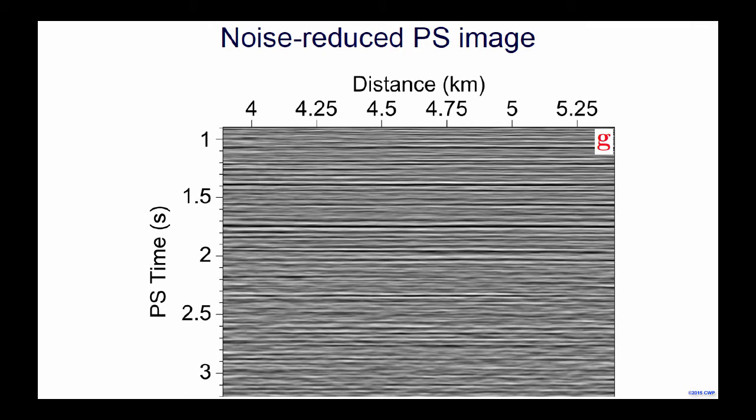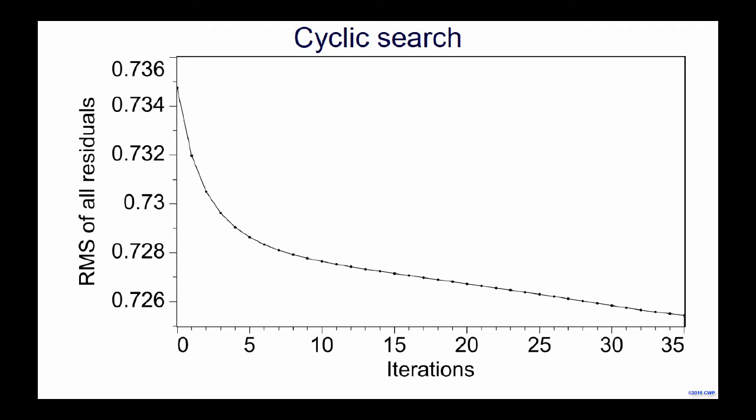But let's not simply use the Gauss-Newton method. Let's compare it to the cyclic search method. So first, I'm going to plot the RMS of the residuals with iterations for the cyclic search method. And next, I'll plot the RMS of the residuals with iteration for the Gauss-Newton method. And you'll notice that the cyclic search method is able to drive down the residuals a bit further than the Gauss-Newton method, as shown.